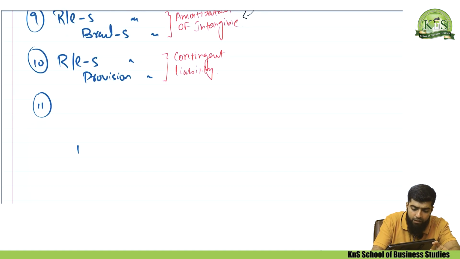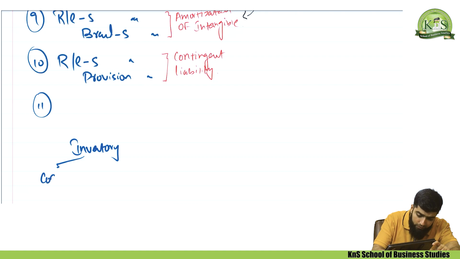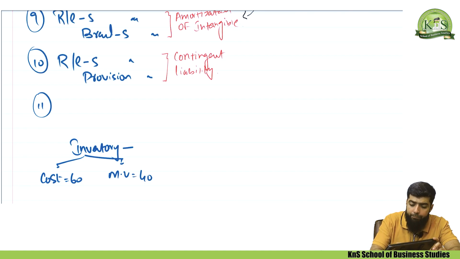For example, if the inventory was recorded at the lower and the cost was, let's say, 60 million, but now the market value of that inventory is 40 million, it means the inventory is recorded in the subsidiary company at 60 million, which means it is overstated, and it is overstated by 20 million.